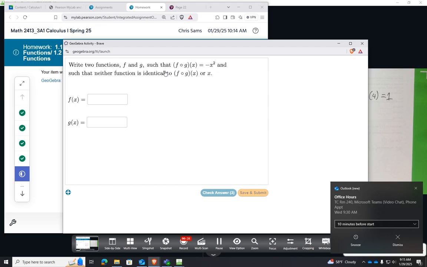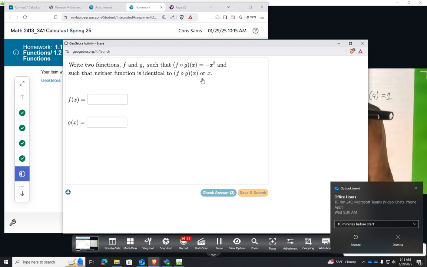Neither function is identical to f of g of x or x. Okay, so that means we can't use the same function or we can't use x. So usually one of the easier things to do when we do composition of functions is just to think about two functions. There's an inner and an outer function.